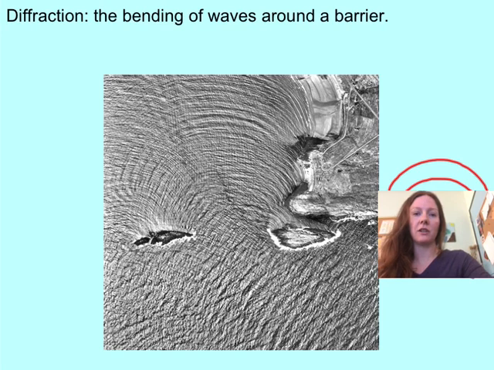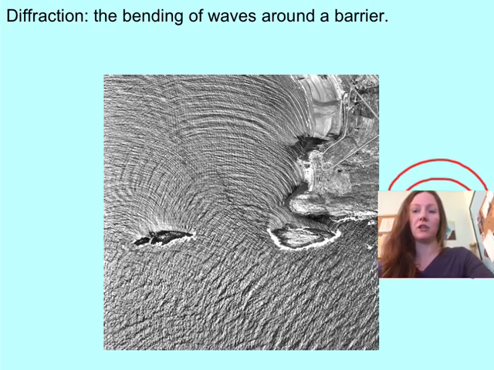The last interaction that we're going to have when a wave encounters something in its environment is called diffraction. Kind of confusing words, reflection, refraction, diffraction, but make sure you write those down and keep them separate. Diffraction happens when a wave bends around a barrier it encounters.